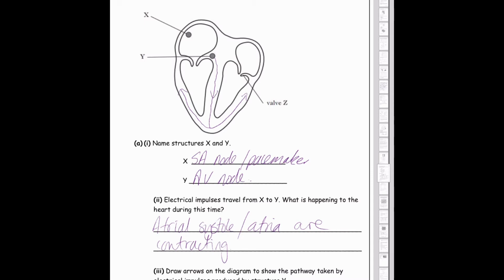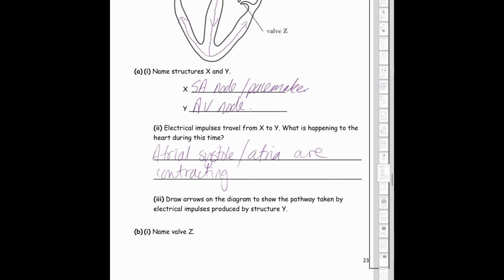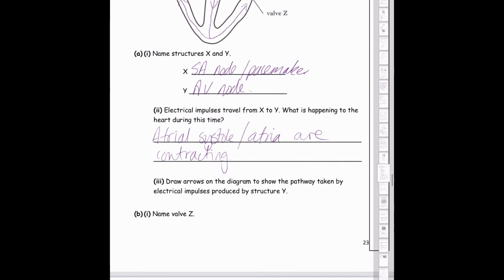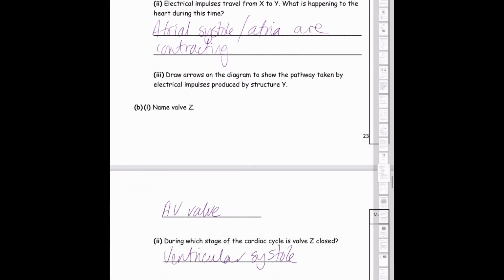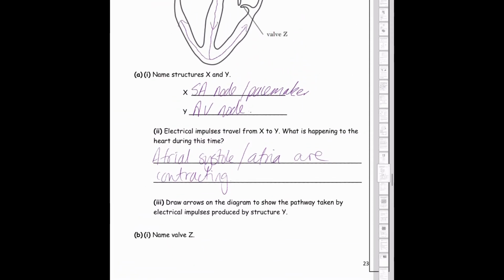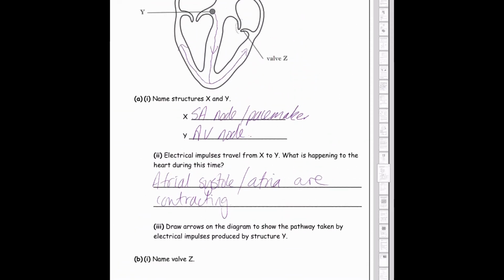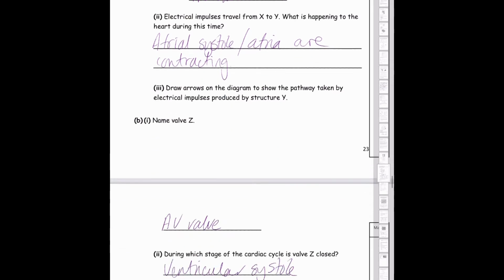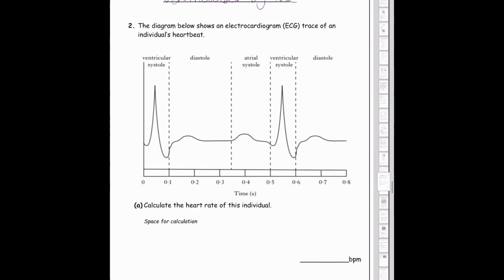Okay. Valve Z is the atrioventricular or AV valve. And during which stage of the cardiac cycle is valve Z closed? That would be during ventricular systole, because it would prevent the backflow of blood up into the atrium as the ventricle contracts. Right, on to question 2.